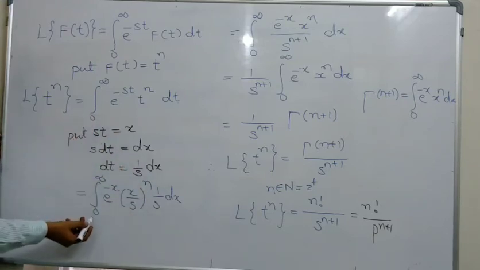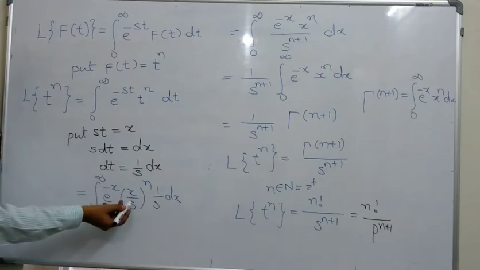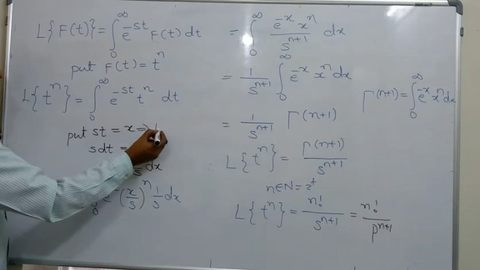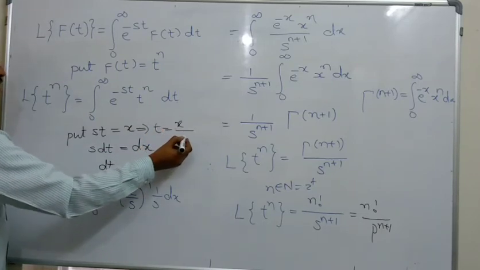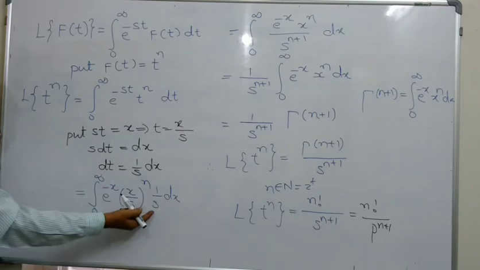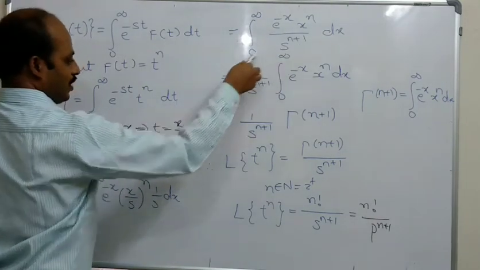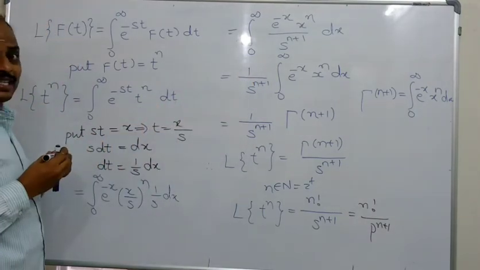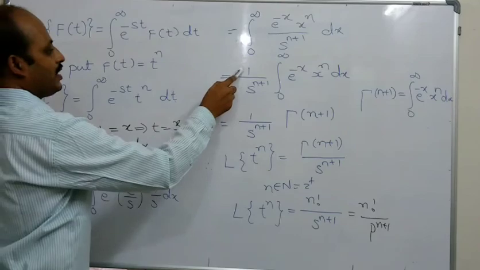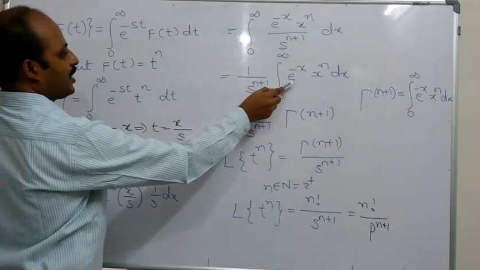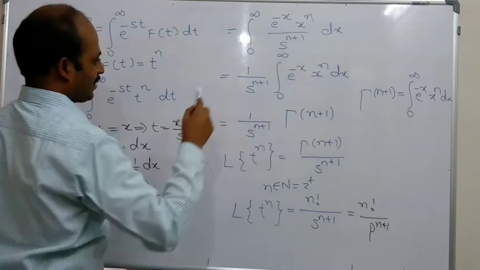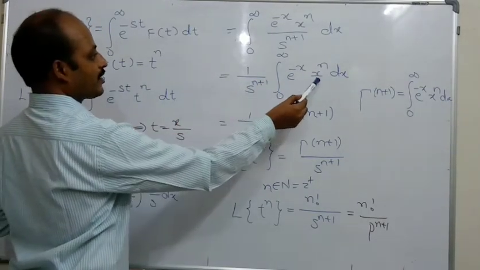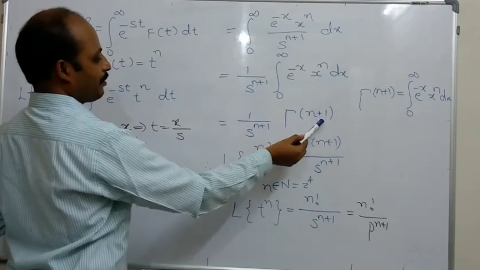The above integral takes the form integral 0 to infinity e power minus x, with t power n where t is equal to x by s, so x by s power n, into 1 by s dx. That gives 1 by s power n plus 1, e power minus x, x power n into dx. S is the parameter, meaning the parameter is a constant. So you can write 1 by s power n plus 1 integral 0 to infinity e power minus x, x power n into dx. By using the definition of gamma function, this integral 0 to infinity e power minus x, x power n dx can be written as gamma of n plus 1.